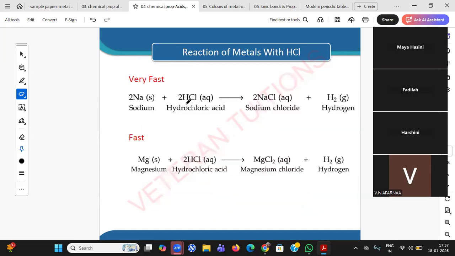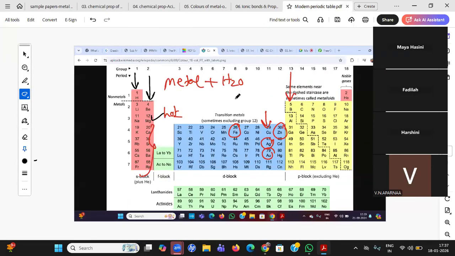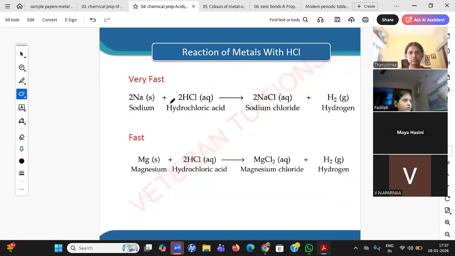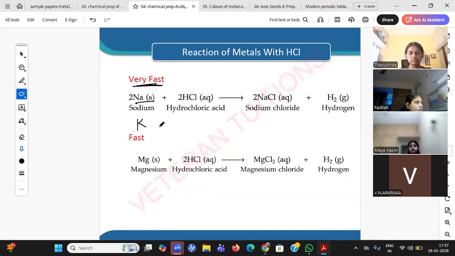Now let us go by group. Let us go with the first group. Will the first group react with acids? The answer is yes. They react very fast with the acid, like sodium and potassium. They react very strongly with the acid. And we are taking aqueous. What does aqueous mean? I am adding some water. We are taking dilute hydrochloric acid. So the first group is highly reacting with acid.